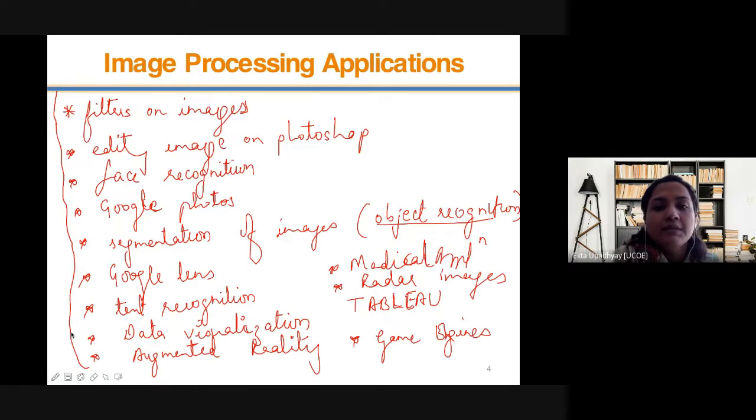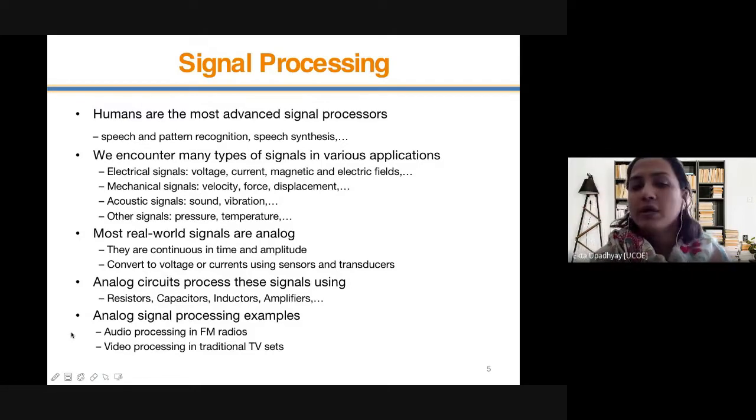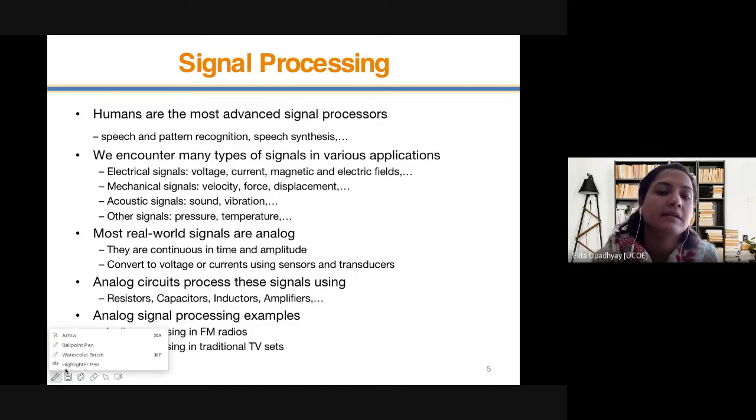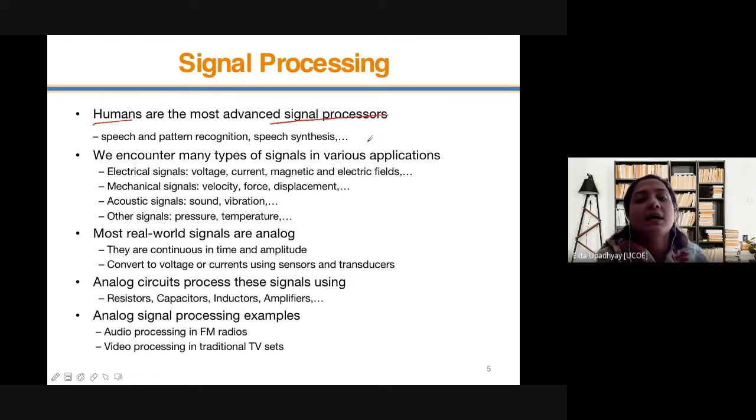Okay. So let me just touch upon what is signal processing and where these signals are. Do you believe the first point that ma'am is mentioning, that humans are the most advanced signal processors? Do we agree to this point? Yes, ma'am. So we are the most advanced signal processors because we can do speech recognition, pattern recognition, image recognition, object recognition, speech synthesis, and modulation and demodulation of voice as well.